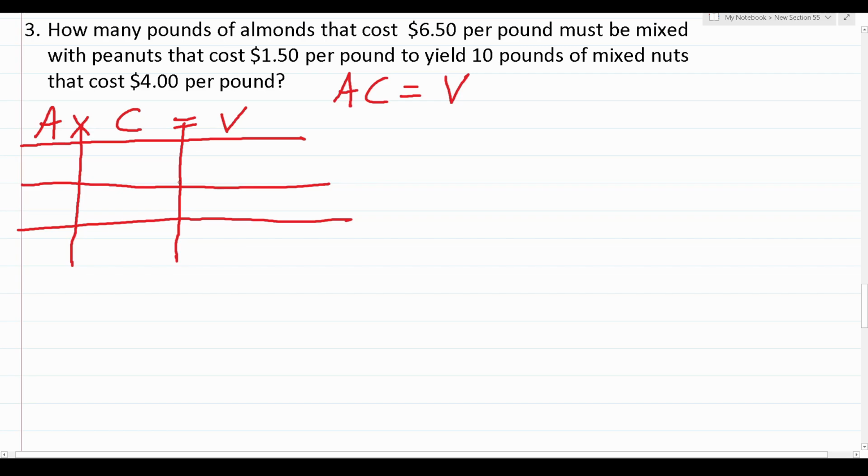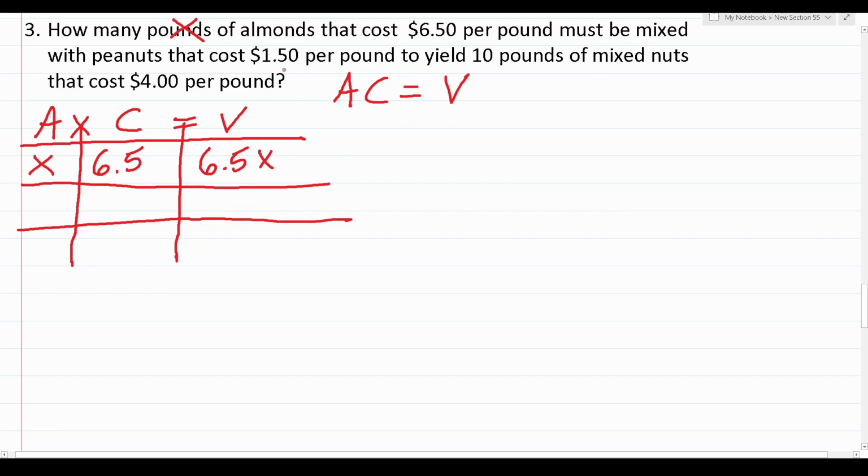How many pounds of almonds? Well, how many is asking you to determine that amount, so it's unknown. So we're going to call that x of almonds that cost $6.50 per pound. So that's going to be 6.5. Again, we can find value by multiplying A and C. So this is going to be x times 6.5 or 6.5x. All right, so that's almonds.